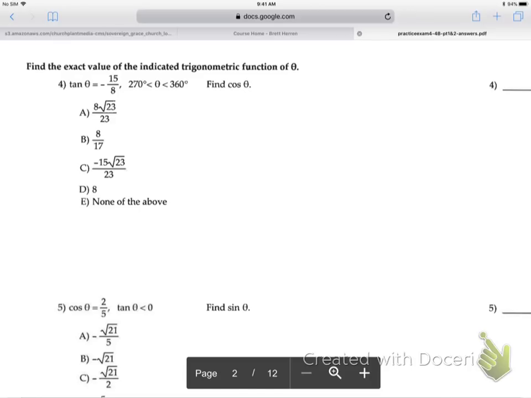Okay, number 4. So tangent is negative 15 eighths, theta's there, find the cosine. How do we do this one? There will be two of them. These are super important. These are draw the triangle in the right quadrant and do the whole thing.